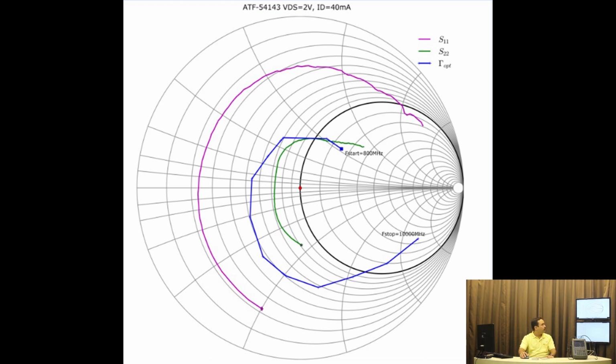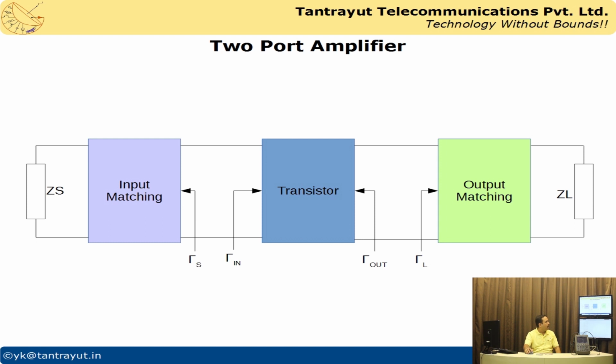The next thing to look at is a very generic case of a two-port amplifier. In the middle is the transistor, whose data you have received from the manufacturer: S11, S12 and so on, all the S parameters. At the source you have a source impedance, typically 50 ohm, or the impedance with which your antenna is matched. At the output you have a load impedance, which is also typically 50 ohm.